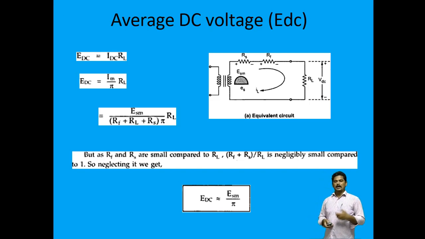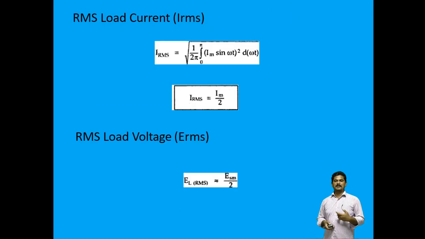Here RL is the load resistance, and the value of Im by pi we can write as the IDC value, the total voltage ESM divided by the total resistance, that is pi into (RF plus RL plus the source resistance RS) into RL. But here RF and RS are very small compared to the value of the load resistance, so these two terms will be neglected. Then the average DC voltage can be measured, and in the numerator and denominator the RL value will get cancelled. Then the value of EDC is equal to ESM by pi.